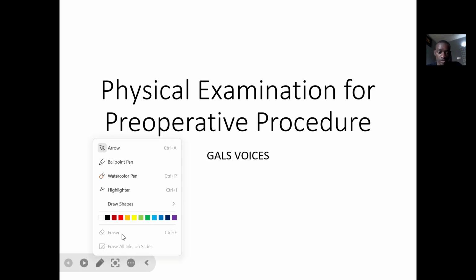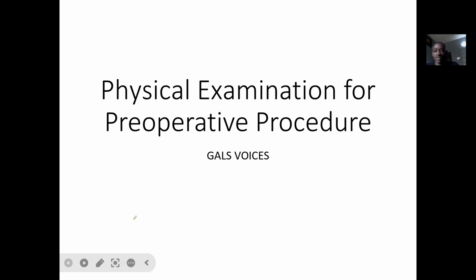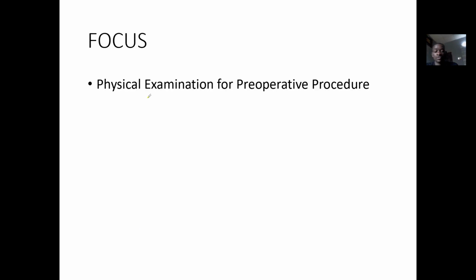Now, I want to also look at another type of physical examination that is done for a patient, and this physical examination is done before the operation. So before you go into a surgery, you are trying to assess the patient and see. Okay, so for this physical examination, what are the things you'll be looking out for, and what are the likely things you'll see?